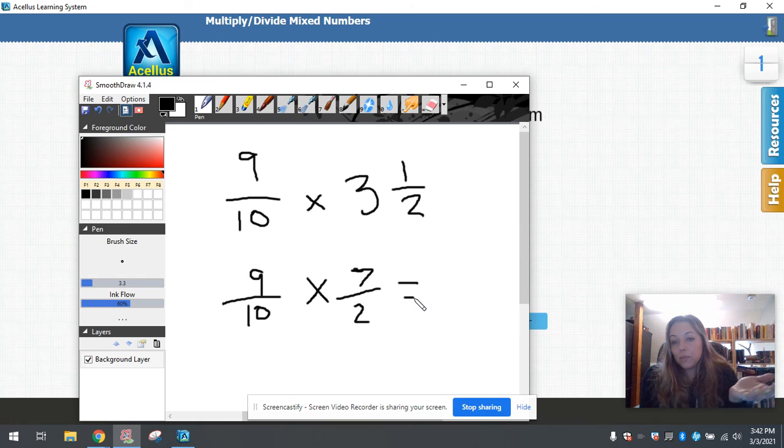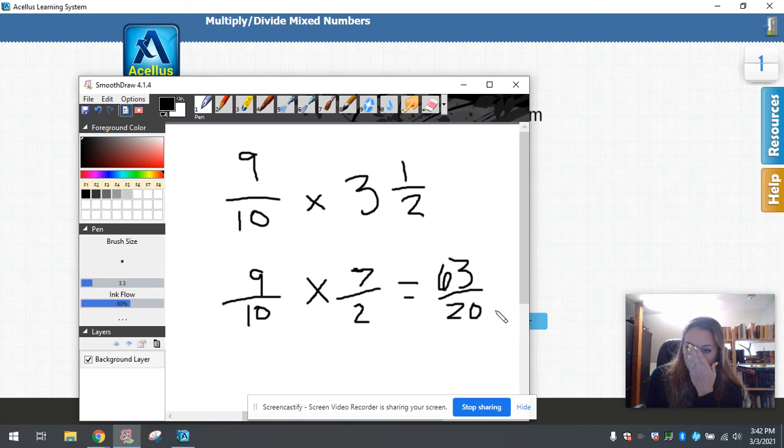Now I'm multiplying straight across. 9 times 7 is 63. 10 times 2 is 20. Let me think. Are these both divisible by 2? No, because they're not both even. Can I divide them both by 4? Don't think so. 5? Don't think so.